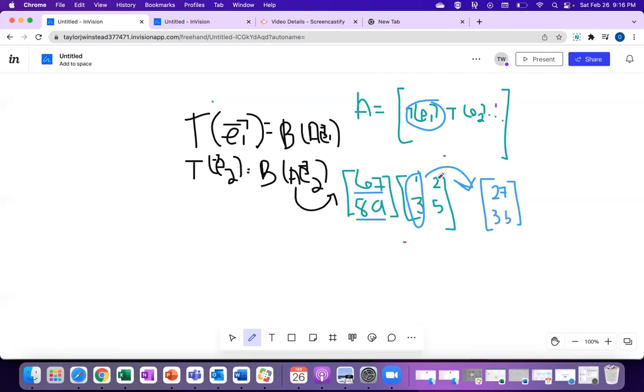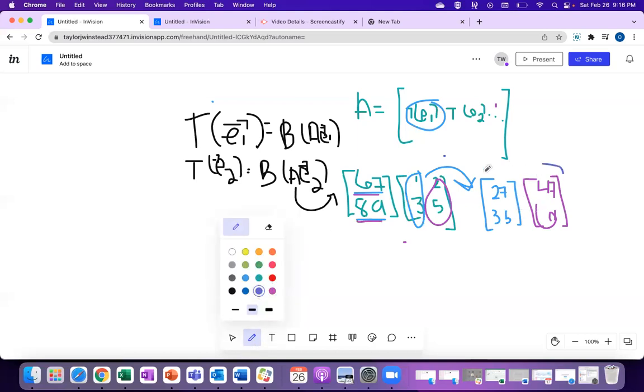Then we have to deal with this second column, our new version of the T of E2. So how do we do that? We have these two things again, but this time times this. And what we get here is 47, 61. So what's our final matrix? Well, if you just get rid of these two lines right here, that's it. This is our final matrix. So it's really quite simple. You just have to break it down into its component parts.